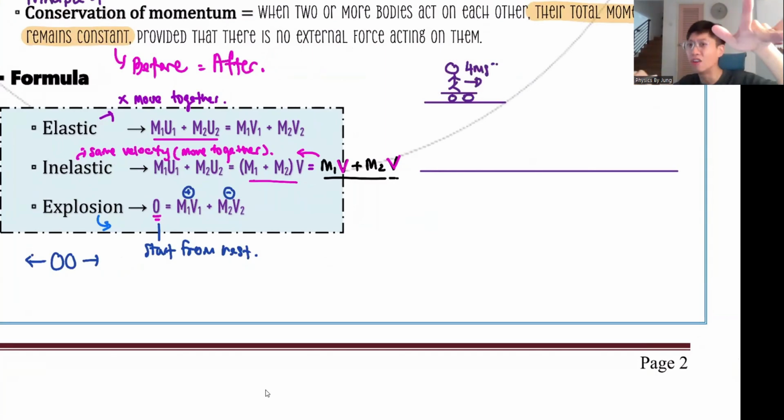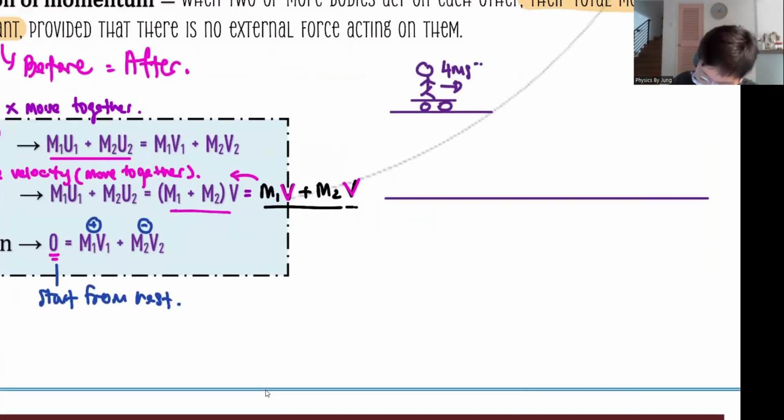So I'm sliding on the skateboard at 4 meters per second. Jung Hao is 60 kg. The skateboard is, let's just put, 5 kg. So now I'm sliding with the skateboard.